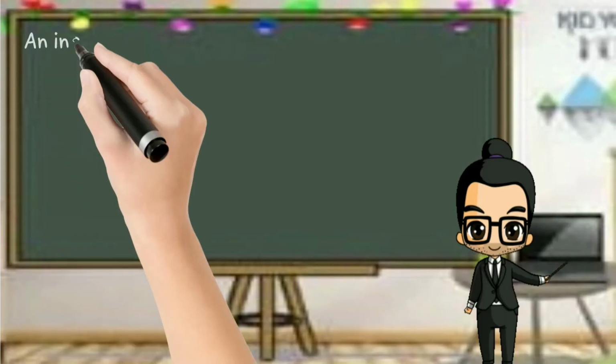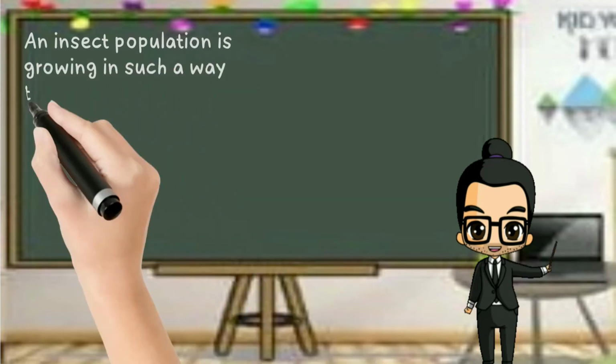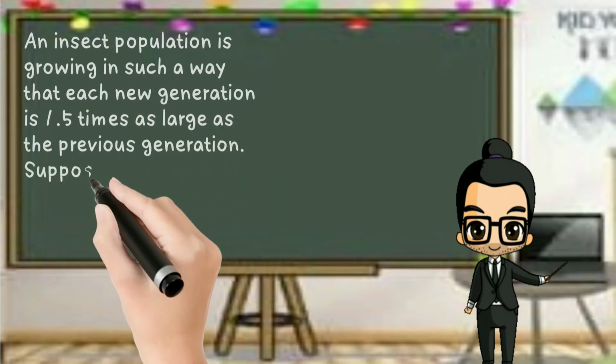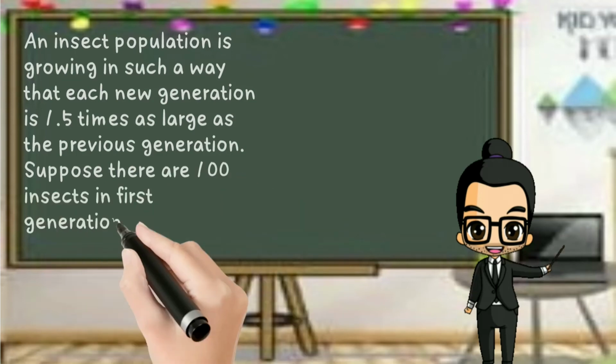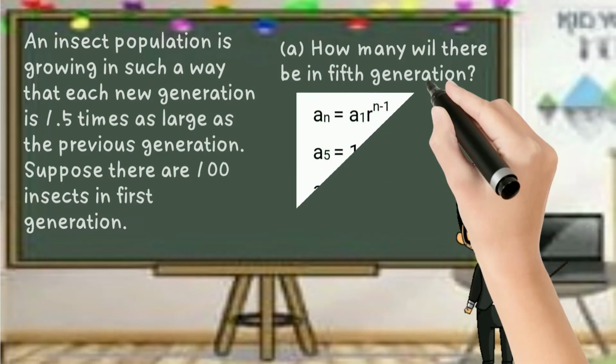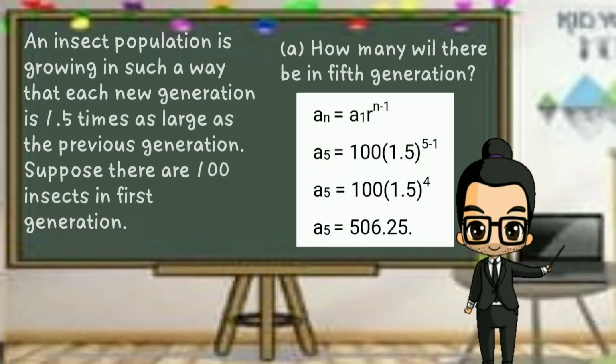The question given is, an insect population is growing in such a way that each new generation is 1.5 times as large as the previous generation. Suppose there are 100 insects in the first generation. So A, how many will there be in the fifth generation? We find the answer by using the geometric sequence formula, which is an = a1 * r^(n-1). We just need to substitute the value of n, which is 5, the value of a1, which is 100, and the value of r, which is 1.5, and we will get the answer which is 506.25. However, because these are insects, we just put the answer as 506.